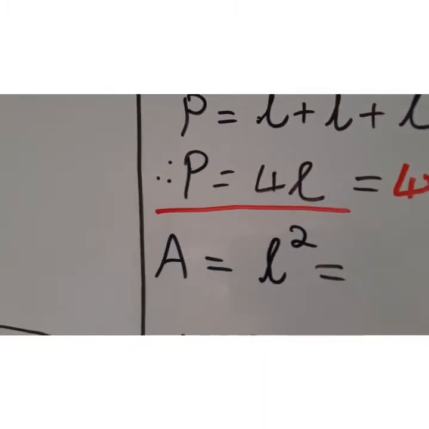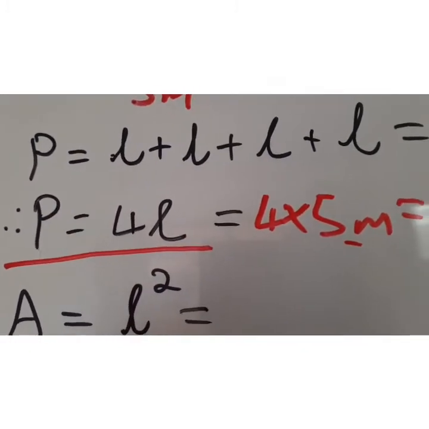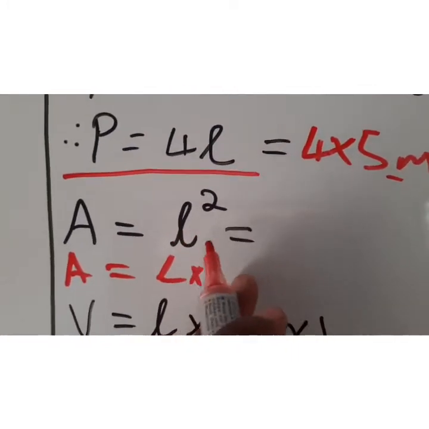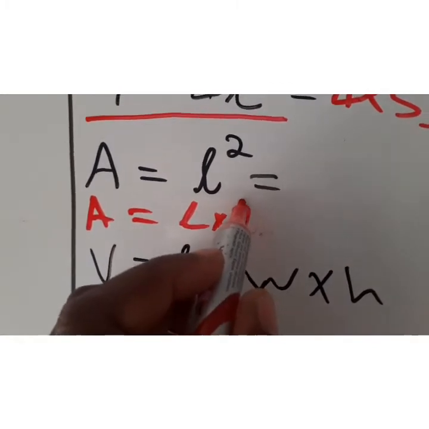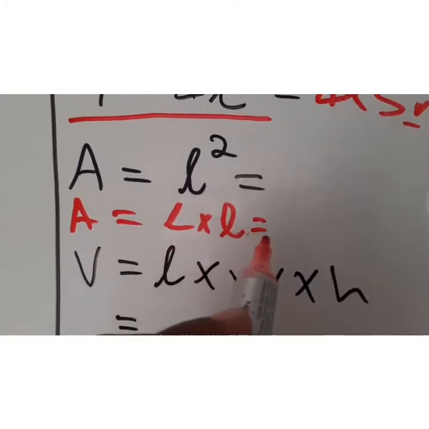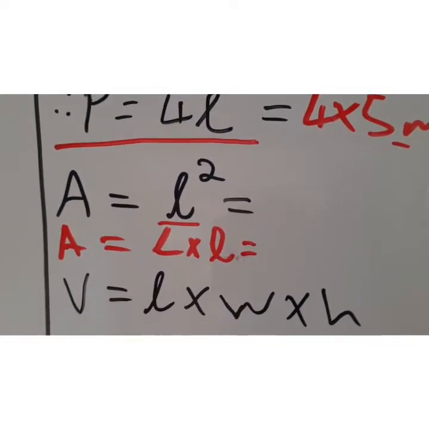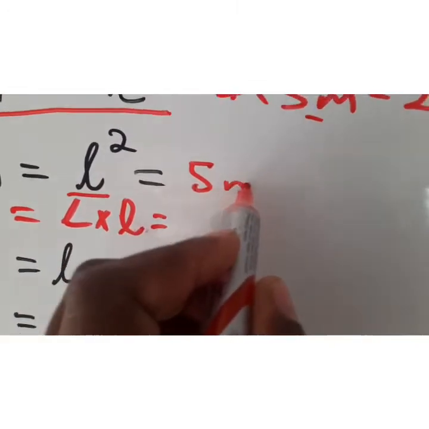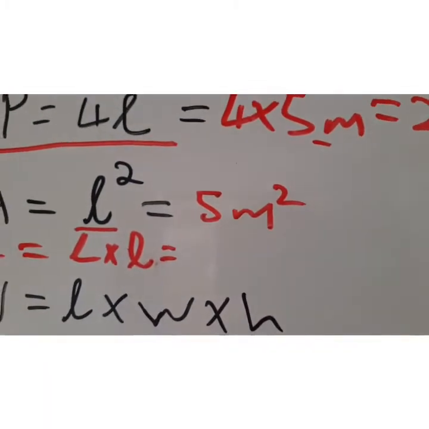Then your area would be length times width, but in this case they are all equal. Hence, instead of writing the width there, I'll put in another L, and then L times L gives you L squared. Hence that becomes our formula. Then we would have your 5 meters, squared.